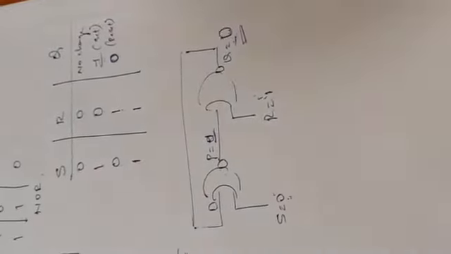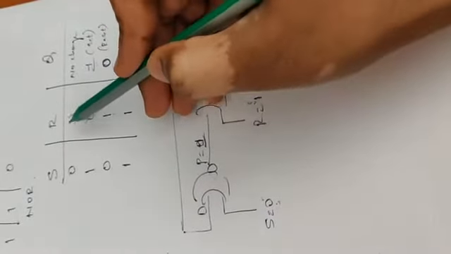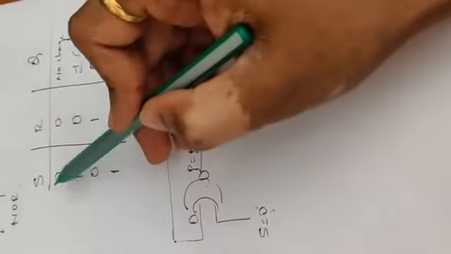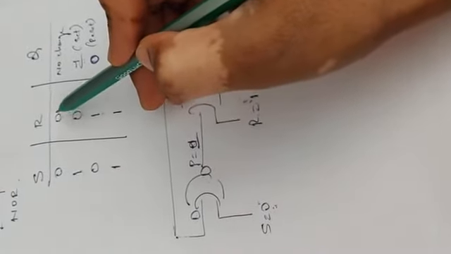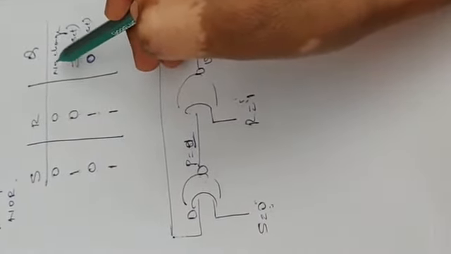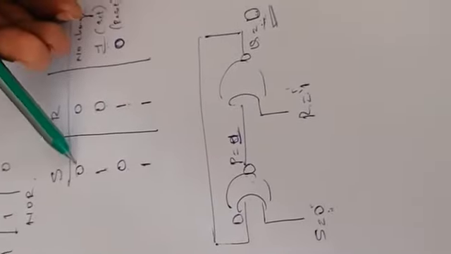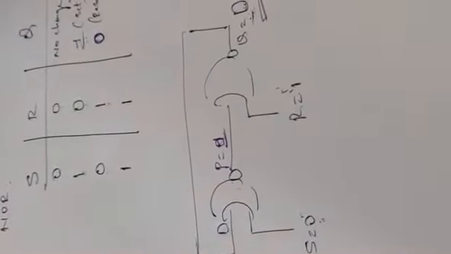Okay, so what is this? S is equal to 0, R is equal to 0. No matter what the previous state. So if the previous state of Q is equal to 0, and S is equal to 0, R is equal to 0 is given, it will remain 0 itself. It will remain as it is in the previous state. When S is equal to 0, R is equal to 0, it retains its previous state.